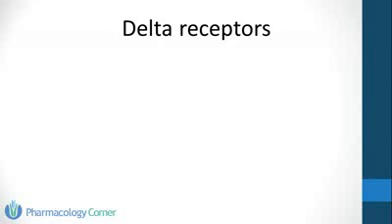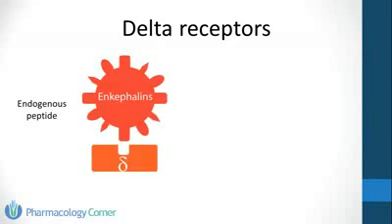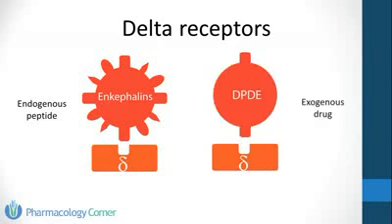We will now move to the delta receptors. In the slide, we'll see the molecules that act as agonists of delta receptors. First, the endogenous peptides with highest affinity. These are the enkephalins. They also bind to mu and kappa receptors, but they have higher affinity for delta receptors. The exogenous drug that acts as an agonist of the delta receptor is DPDPE. This molecule is used for research purposes.